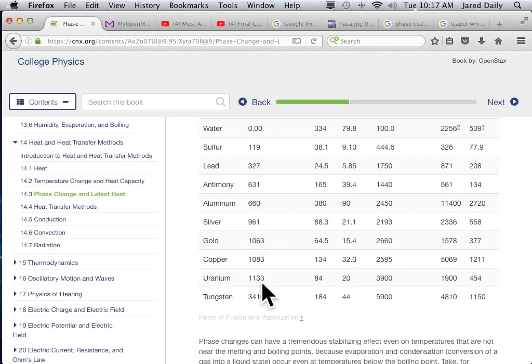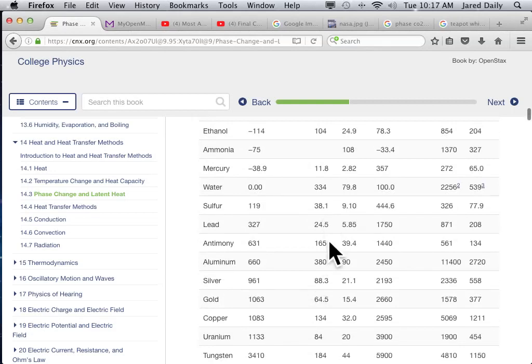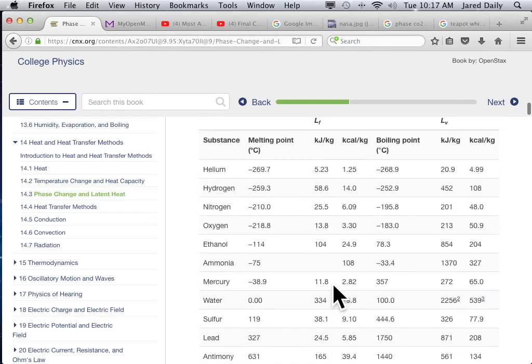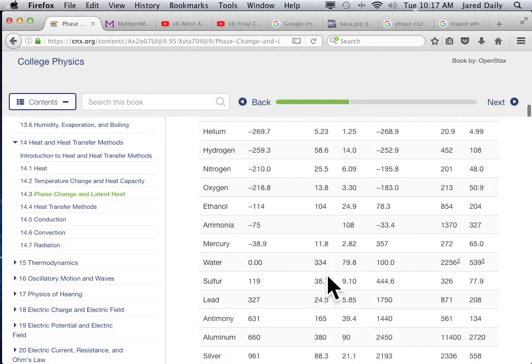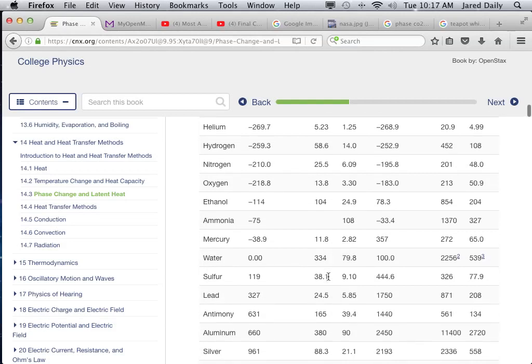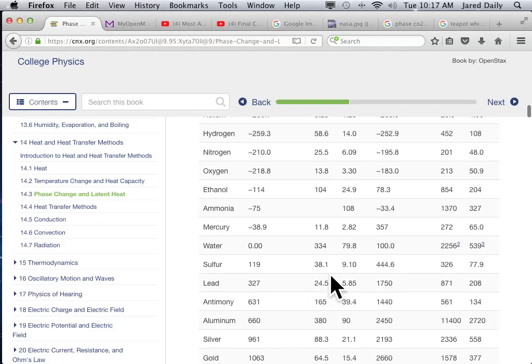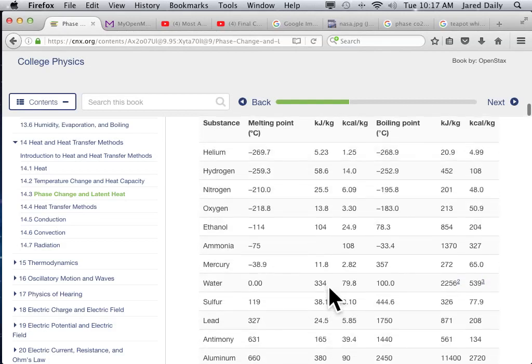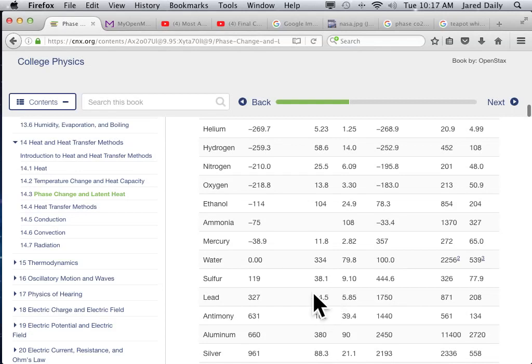Silver, gold, copper, uranium, of course, this just goes up and up and up. But each one of these has a latent heat. So you look here and you see which ones are harder to melt, which ones are harder to boil as far as how much energy you have to put into them. Well, here you have lead, which requires 224.5 kilojoules per kilogram. So it actually doesn't require a lot of energy to melt lead. Look at ethanol. Alcohol, it seems like, could be easier to melt.